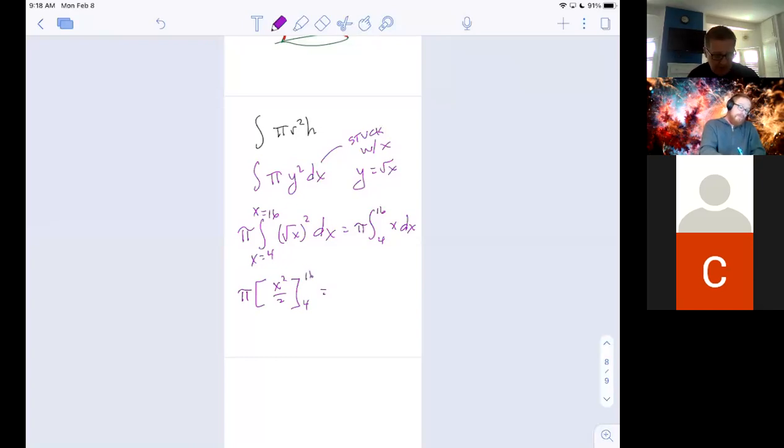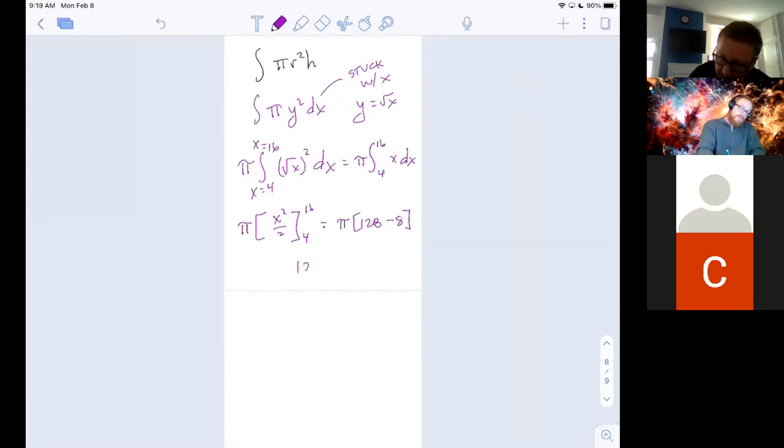16 squared divided by 2. What is that? It's just kind of nice to have the right answer. So 16 squared divided by 2 is 128. 4 squared is 16 divided by 2 is 8. So we have 128 minus 8, that's 120. So we get 120 pi.